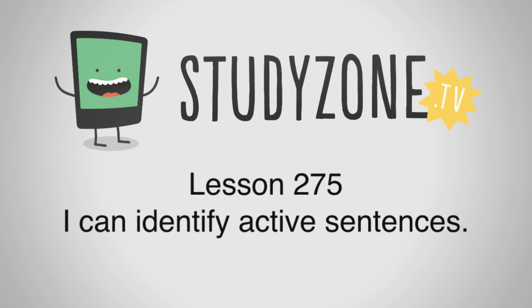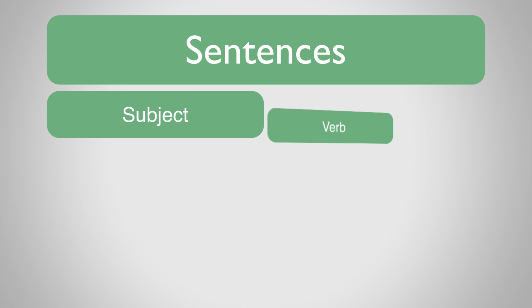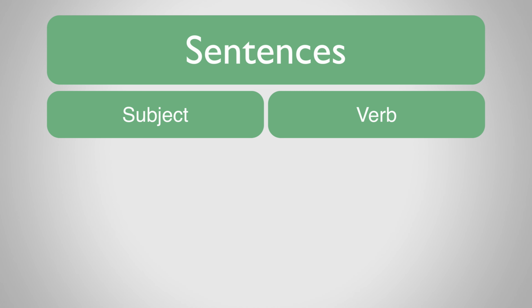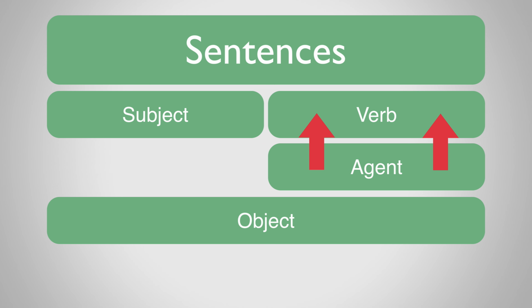We already know that, to be grammatically correct, a sentence must contain a subject and a verb, and that some sentences may also contain an object. We also know that the agent in a sentence is the doer of the verb. That is, it's the one who is doing the verb.